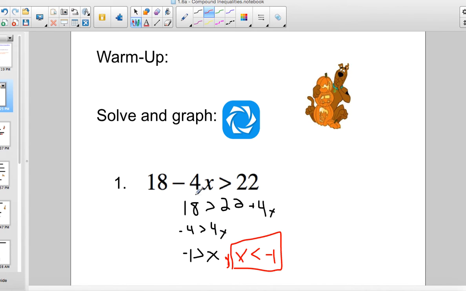Certainly, if you did subtract 18 and then you divide by a negative 4, just remember when you divide or multiply by a negative number, the sign will flip. But it's very easy to check this answer. Pick a number that's less than negative 1, like negative 5 million. 18 minus 4 times negative 5 million is going to be 18 minus a really big negative number, so you're going to add. It's clearly going to be bigger than 22. So you got a good answer.